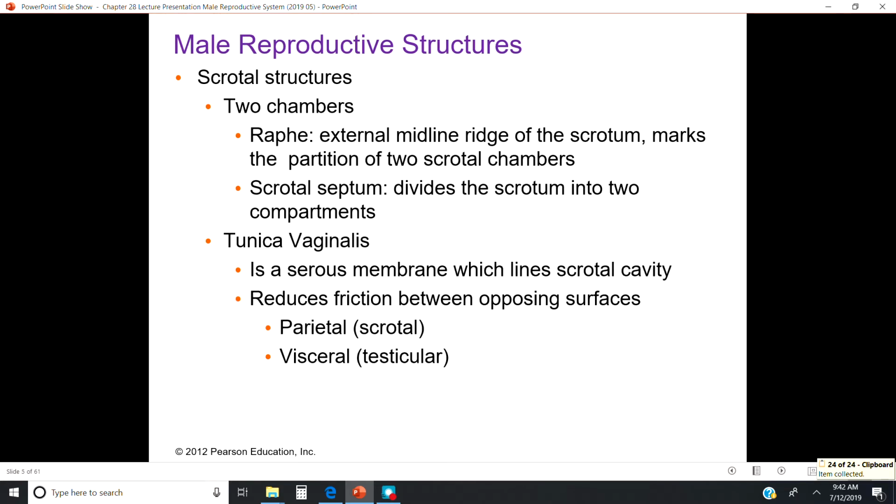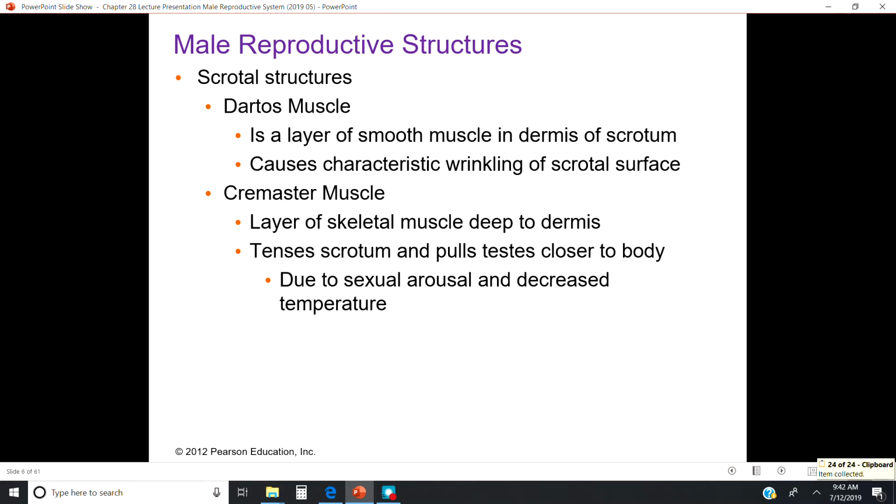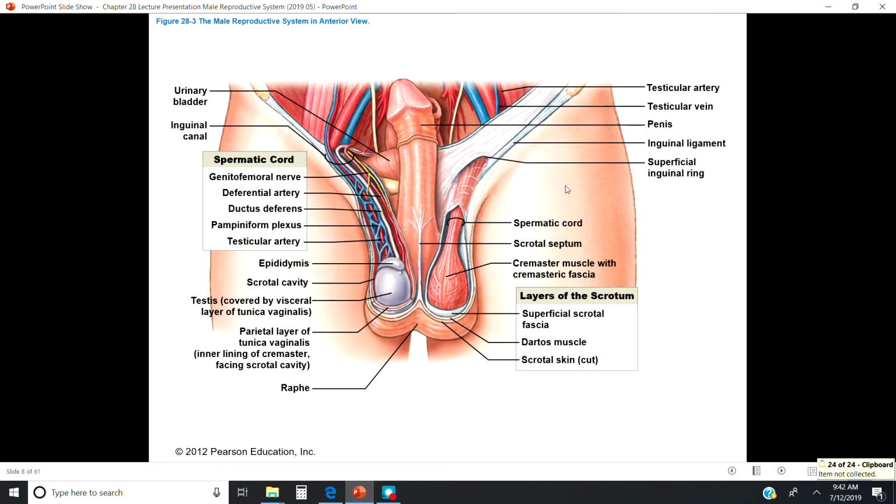Now, as I said, there's two chambers. If we go back to this picture, this is going to be the scrotal septum. It's connective tissue, this white line right here, guys. This is the connective tissue that's separating the left and the right scrotal cavities. If you were to look at where the septum is out on the skin here, you would see almost like a raised ridge. It looks like a seam sometimes. That is known as the raphe. That marks where the scrotal septum is.